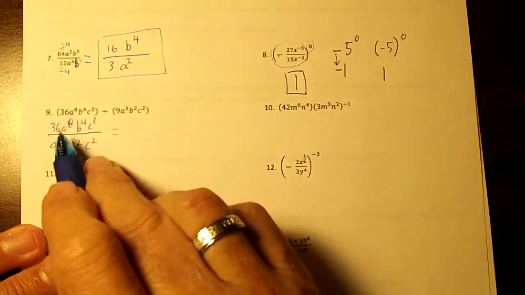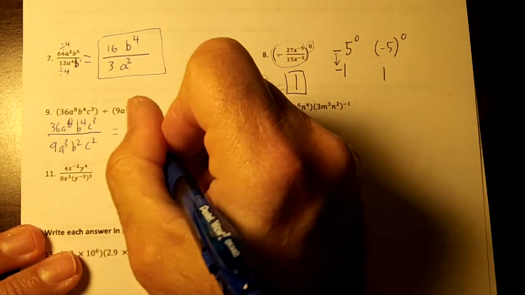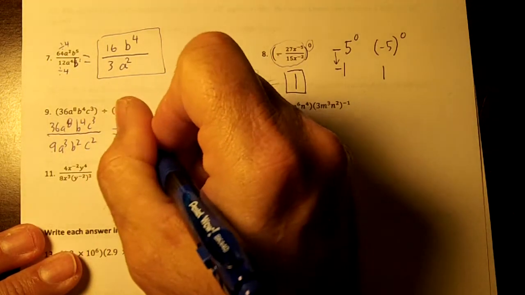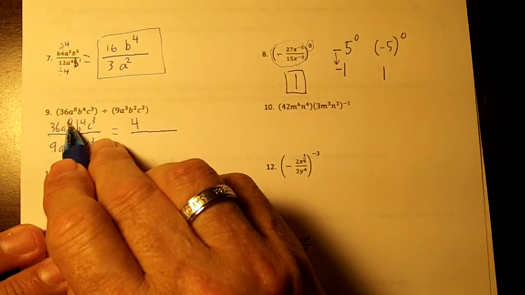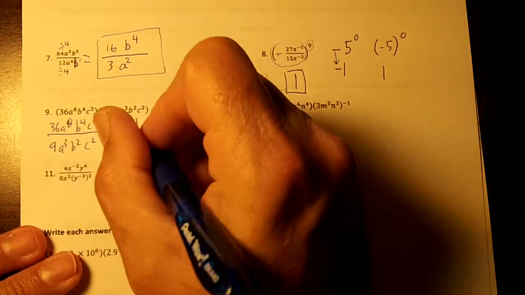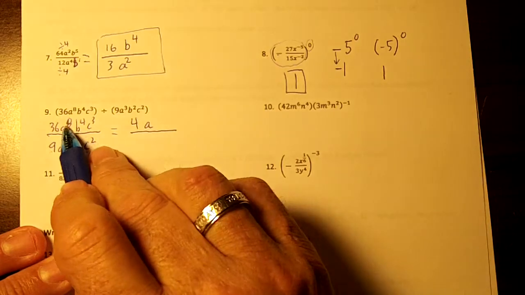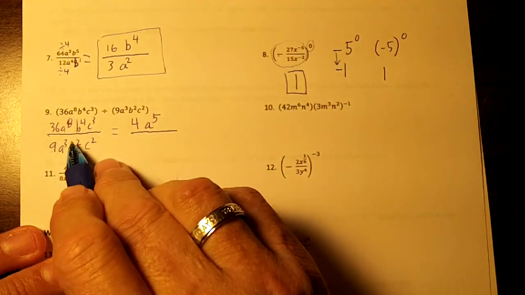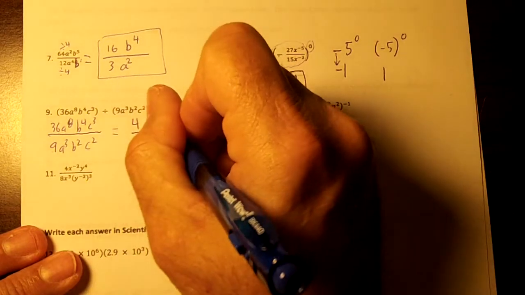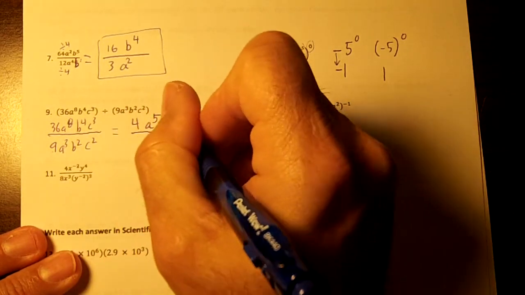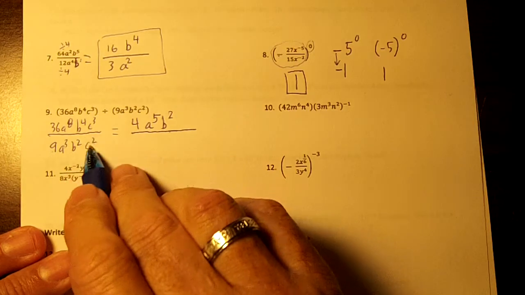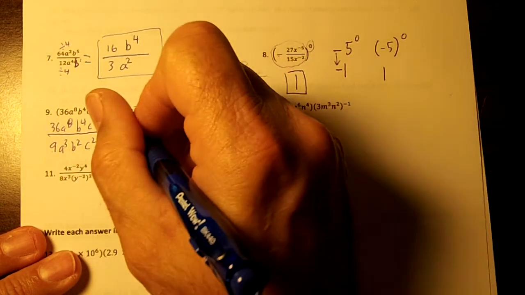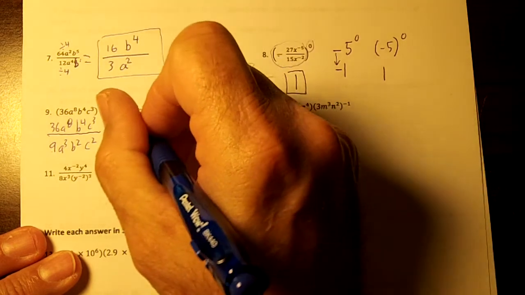Now then, I'm going to simplify. 36 divided by 9, draw a fraction bar in case you have a fraction. 36 divided by 9 is 4. We have more A's on the top. 8 on the top, 3 on the bottom, so my A goes on the top. 8 minus 3 is 5. There's more B's on the top, so 4 minus 2, put the B on the top. 4 minus 2 is 2. And then lastly, there's more C's on the top, put the C on the top. 3 minus 2 is 1. You don't have to put the 1. This is going to be the answer.